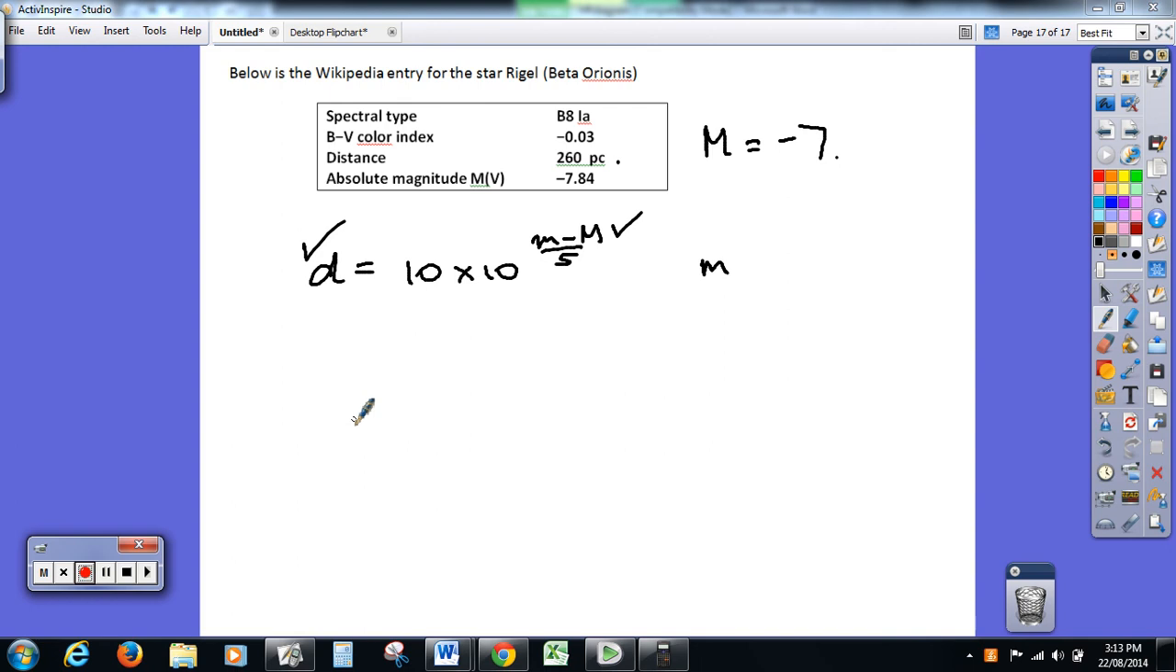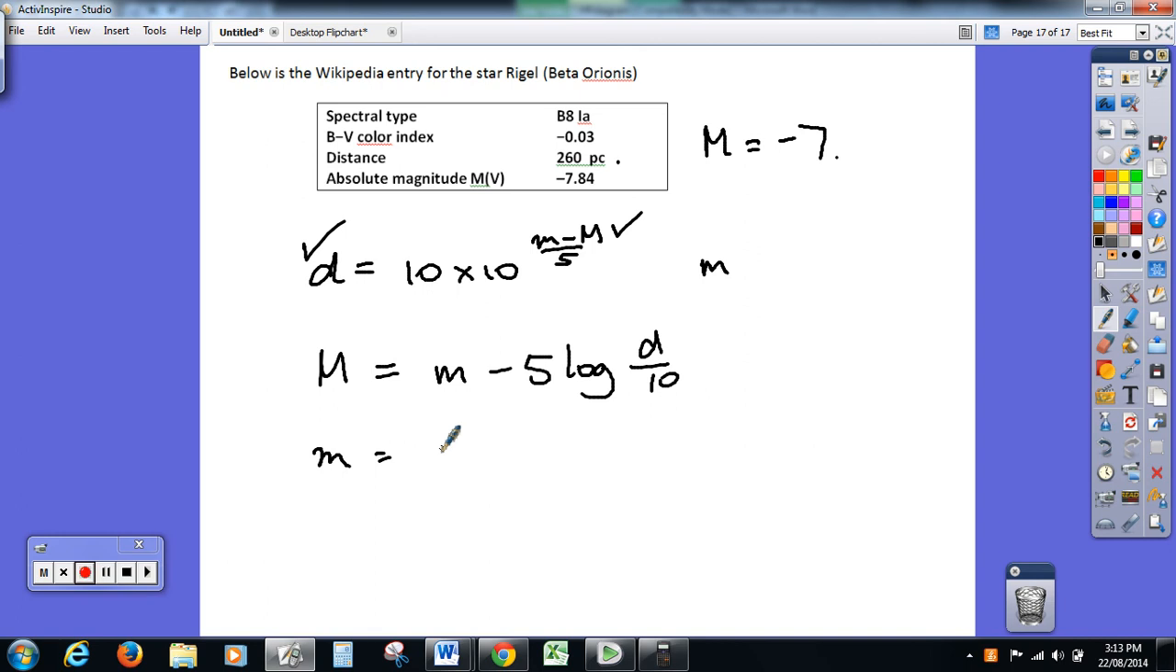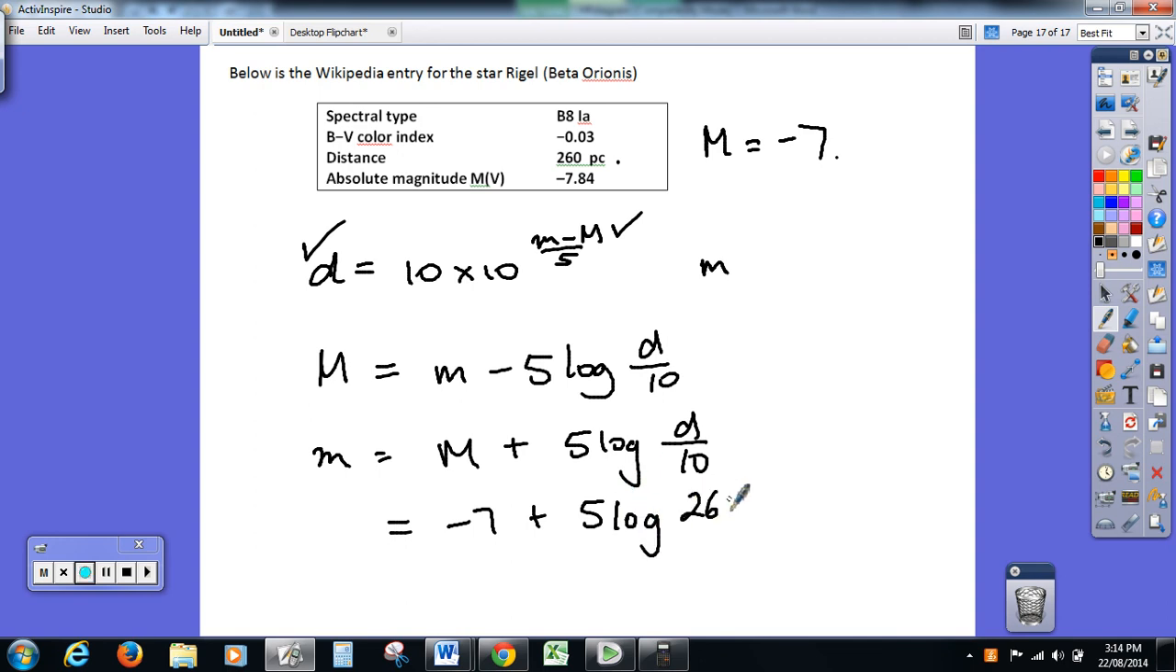Now the formula for determining the absolute and apparent magnitude is given on the formula sheet as m − M = 5 log(d/10). So little m would equal capital M plus 5 log to the base 10 of d/10. That would be −7 plus 5 log of d, which is 260 on 10, in other words 26. Typing that onto our calculator, we get 5 log 26. That equals 7.707 times 5, and it's −7 plus that. Therefore, the apparent magnitude would be 28.